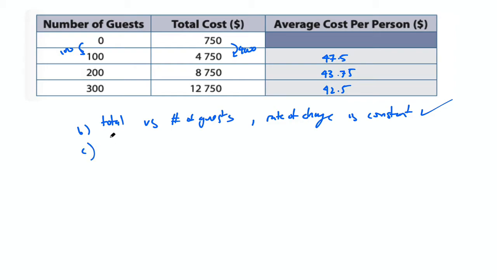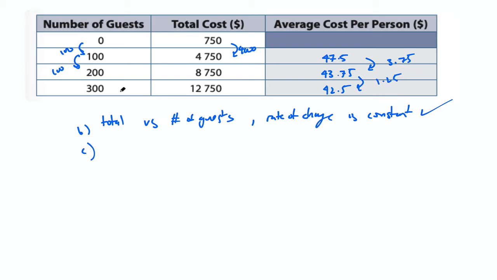Now for C, is the rate of change constant for the relation of the average cost per person versus the number of guests? Right, we already established that we're increasing by 100 each time here, but notice that from 47.5 to 43.75, we have to decrease by 3.75 to get to here. Then from here to get to 42.5, I decrease by 1.25.